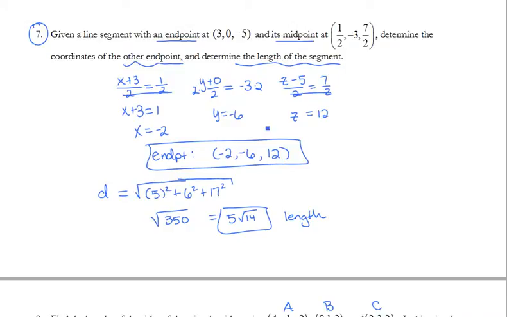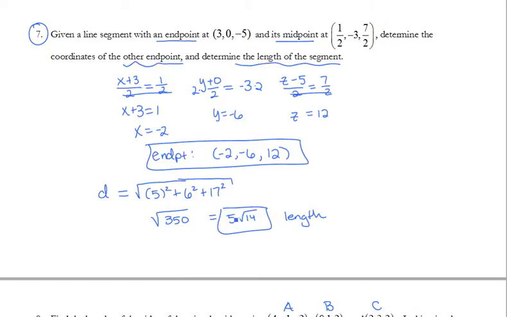In order to find the length of the segment, you're going to take that endpoint and your original endpoint of (3, 0, -5), and you just use your distance formula. So your difference between 3 and -2 is 5. Your difference between 0 and -6 is 6. And your difference between -5 and 12 is -17. But again, you're squaring it, so you can just go ahead and make it positive anyways.